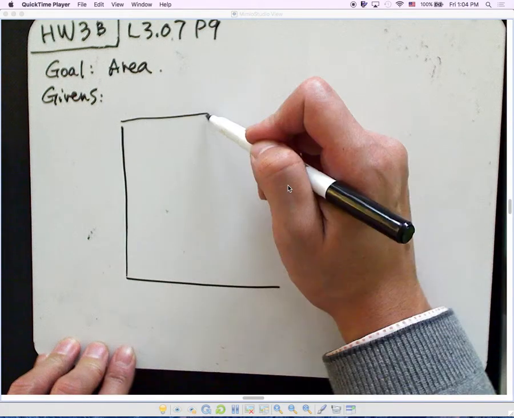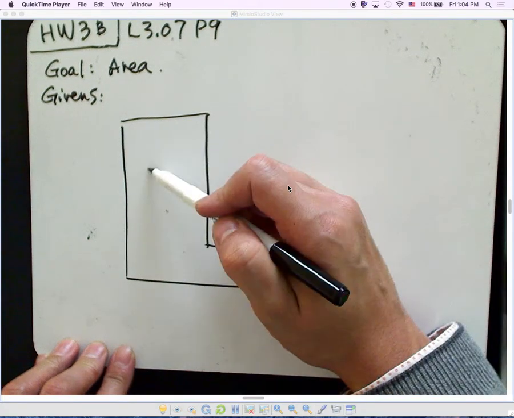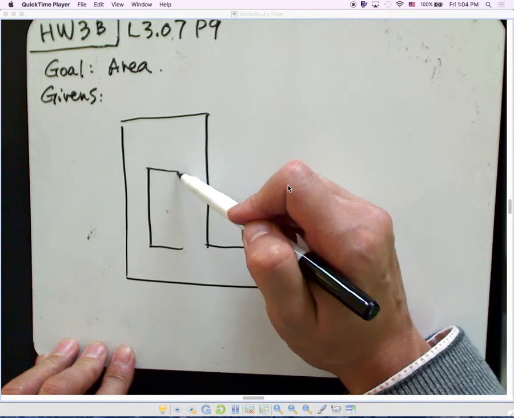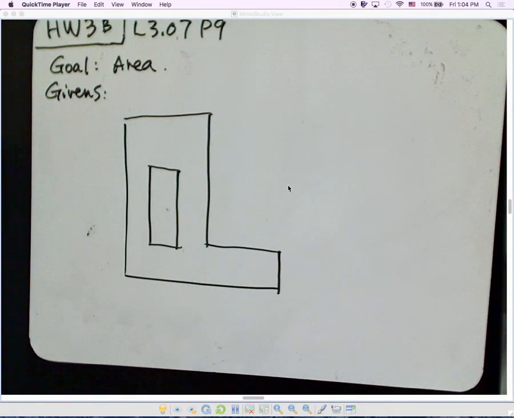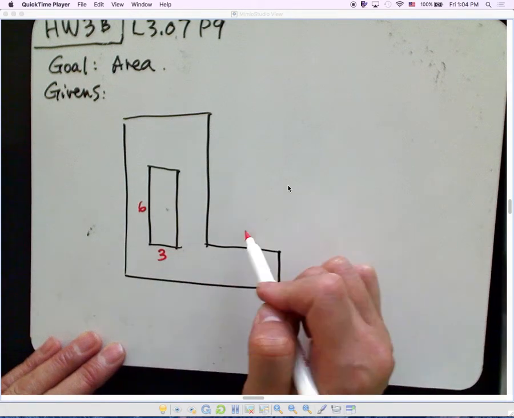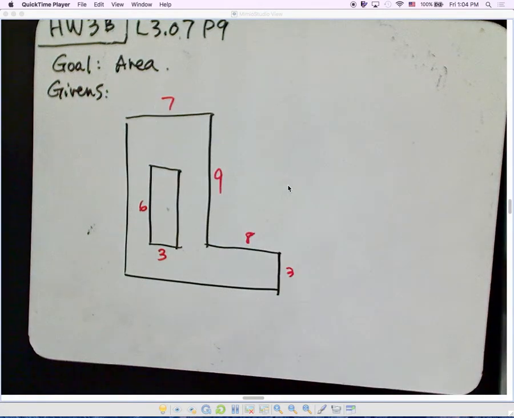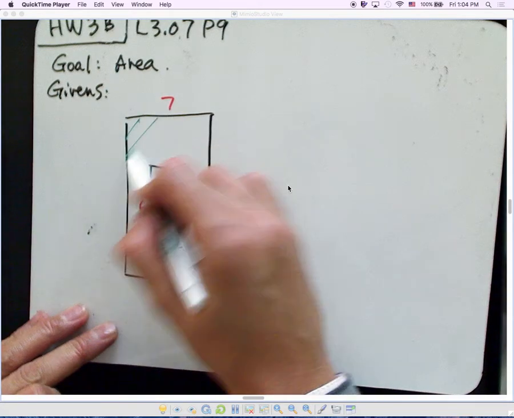So we've got something like this, and we've got some hole like that. And what else do you see? I see 6 here. Do you see it? I see 3 here, 8, 3, 7, and 9. And I see the shaded portion is like here.